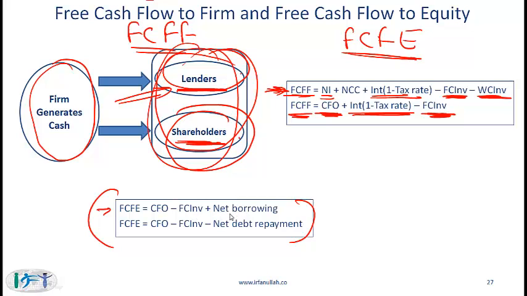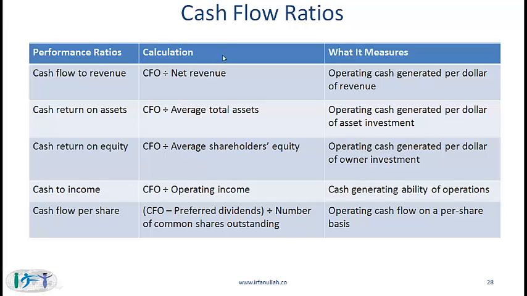any net borrowing. If a company is borrowing money, then this would be positive. If the company is paying back more money than it is borrowing, then this would be negative. And that negative is expressed over here. So minus net debt repayments. Coming now to cash flow ratios, and these are not as bad as they might look.